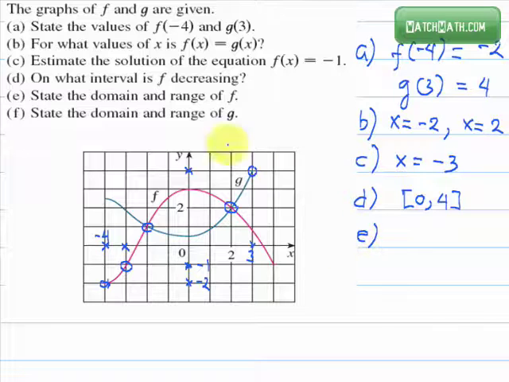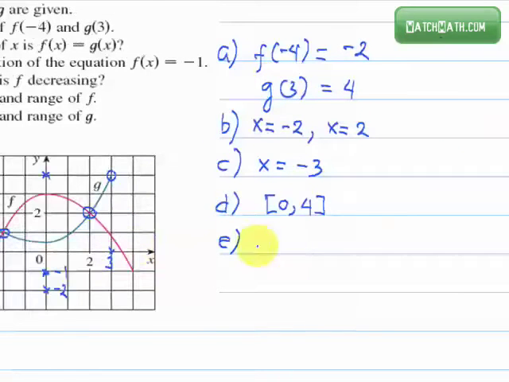Part E. State the domain and range of f. Okay, the domain of f is exactly all possible x coordinates of all points on the graph of f. And the domain then is from x equals -4 until x equals 4. So that is the domain of f.